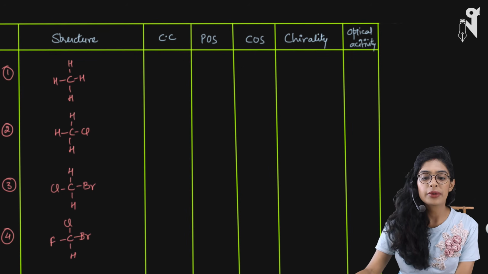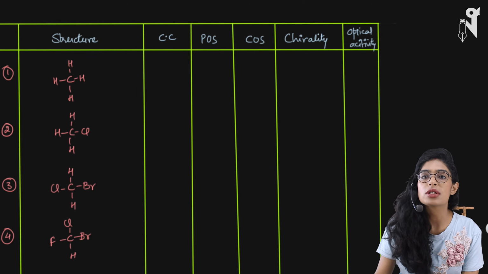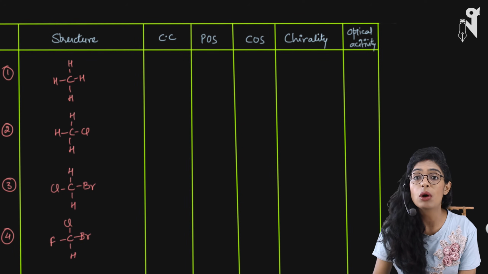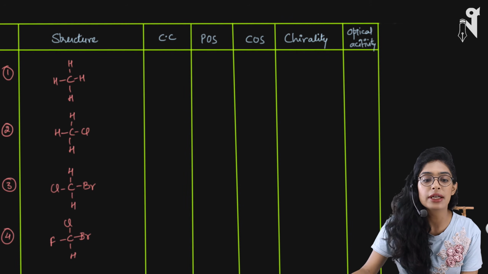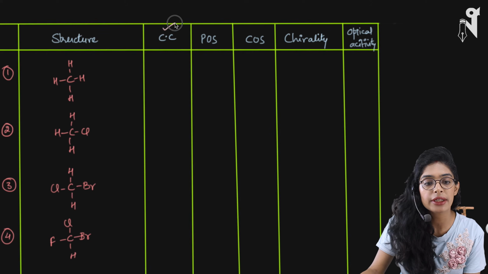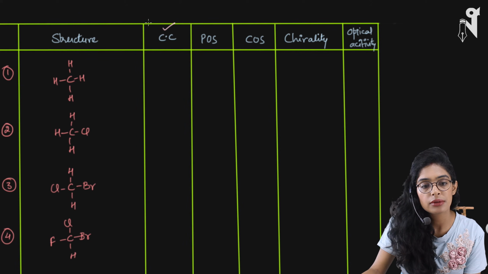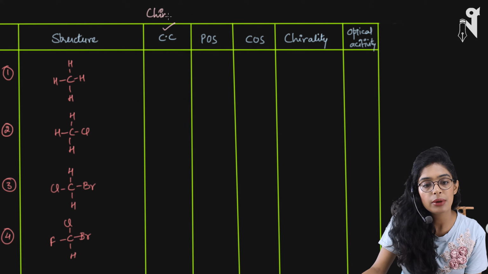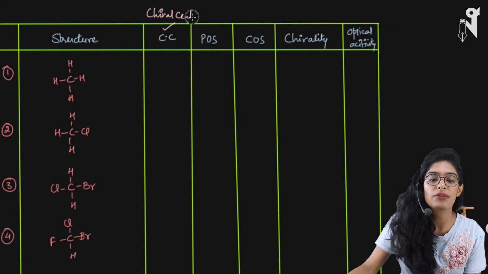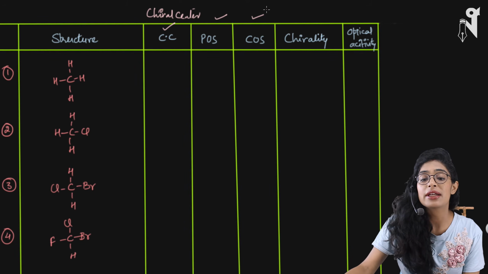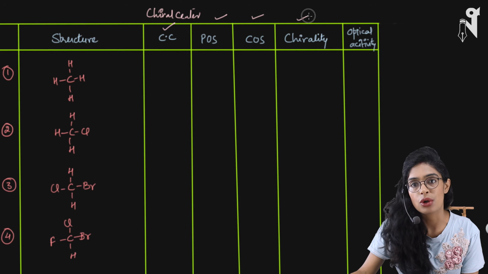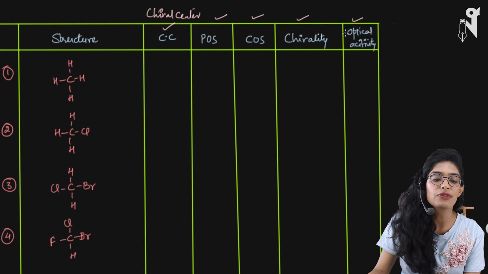So here I have listed some structures, and we will be finding out multiple different things. We will be checking if we have a chiral center in the compound. CC is nothing else but chiral center. Then, if we have a plane of symmetry, if we have COS, and if the molecule possesses chirality and shows optical activity or not. So let's begin with the first structure.